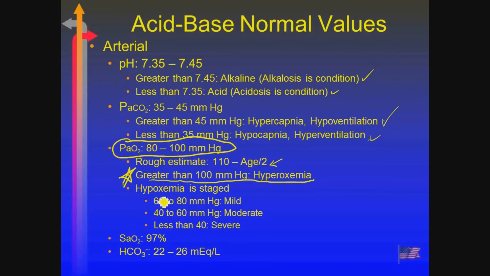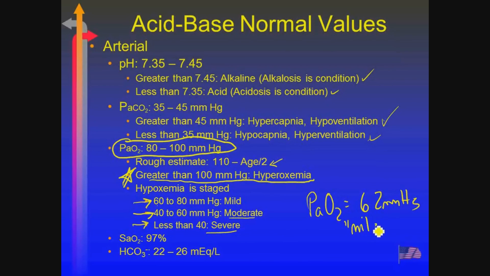As far as hypoxemia, we said anything less than 80 was hypoxemic. We're going to go a step further and say between 60 and 80, or 60 and 79 technically, is mild. 40 to 60, 40 to 59, is moderate. Less than 40, severe. So if I measured my arterial PaO2 and it was 62 millimeters of mercury, I would call that a mild hypoxemia.